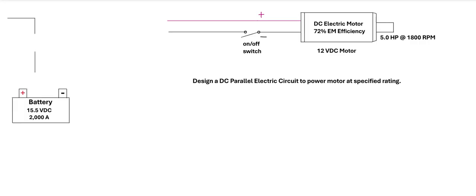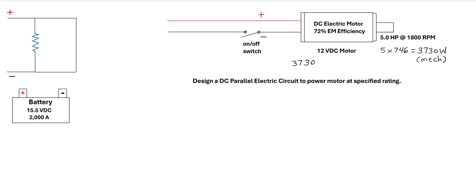So the first step is to figure out what kind of base template we're going to use. So it's going to be parallel with one follower for the motor circuit. We have not accounted for the battery yet, but first we will go to the output side and calculate the mechanical power in watts. There's 746 watts to 1 horsepower, so that is 3730 watts of output mechanical power.